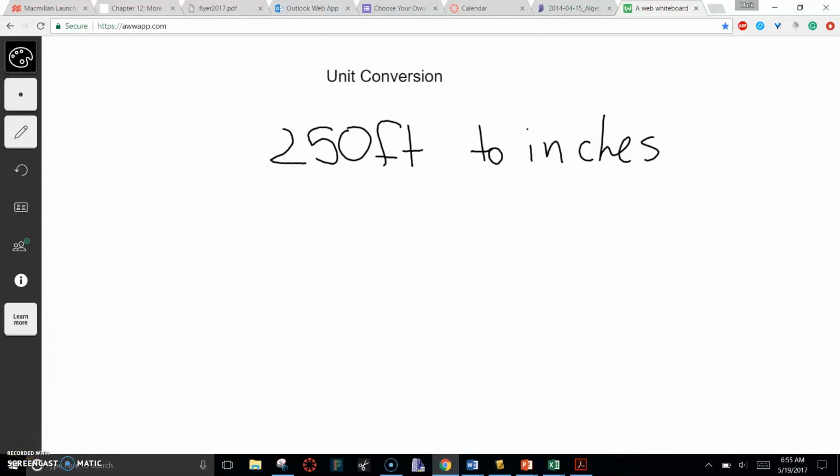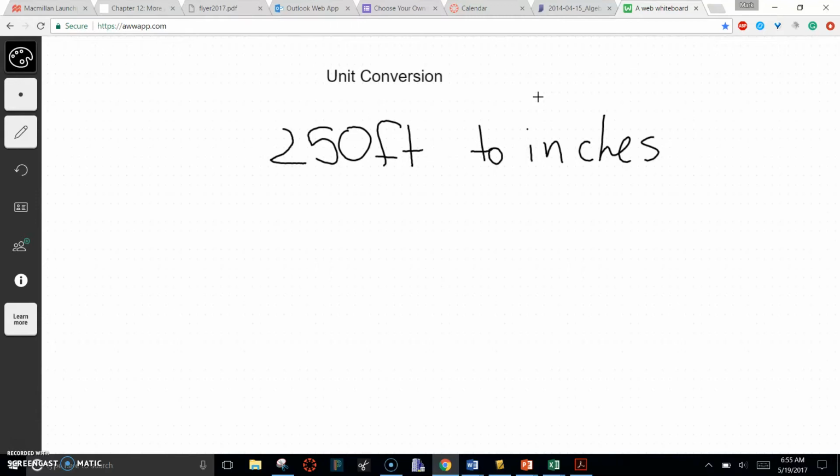Okay, so today we're going to talk about unit conversion. And the first one we're going to start off with is feet to inches. And the main goal is I'm going to try to show you a consistent way to do all of these unit conversions, which will really help you in a lot of future science classes.